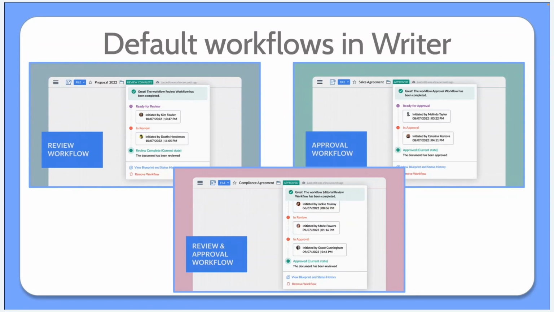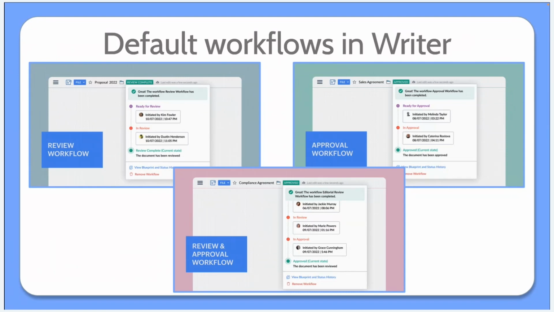So the first one being a review workflow. This is used to ensure that a document is reviewed by the reviewers within your organization before it is considered final. For example, a legal team might use a review workflow to ensure that a legal contract is reviewed by multiple attorneys, just as we discussed in the previous slide. This will help you with omitting any errors within the document.